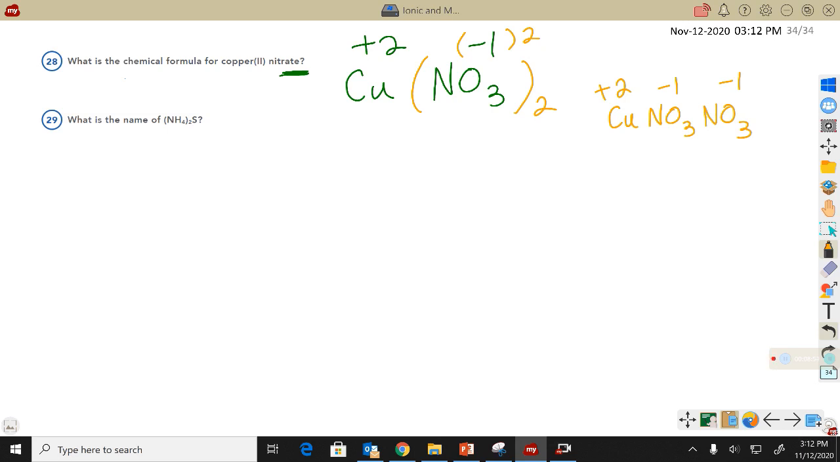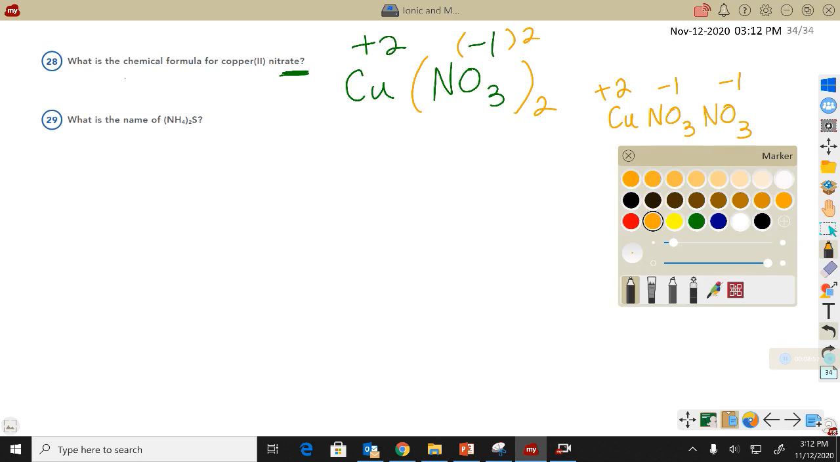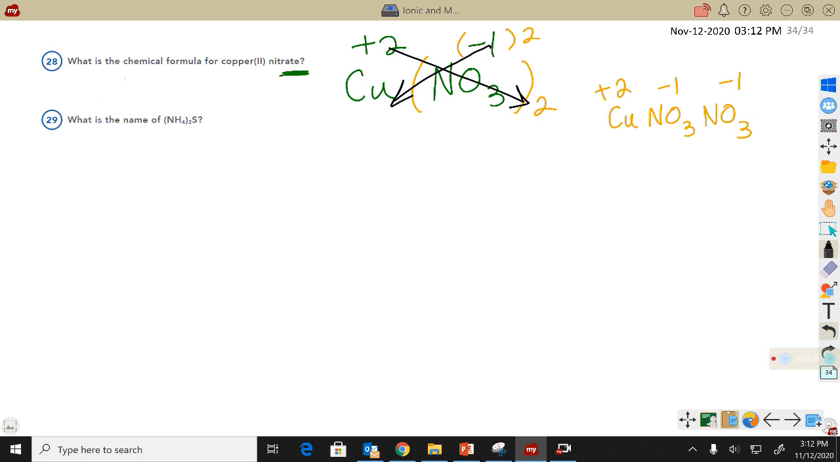Now you would get the same formula if you're a crisscrosser. If you're a crisscrosser, then you would just be crisscrossing the 2 and the 1, not the plus or minus. You don't have to bring the 1 down behind copper. You can, but then you still have to put nitrate in parentheses to show that there's 2 groups. Otherwise it looks like NO32, and in reality there's not 32 oxygen. How many are there? Look at this. There's really going to be 3 and 3. There's actually only 6 oxygen, not 32.